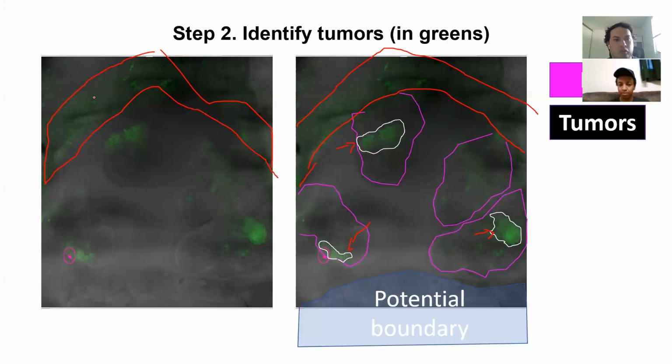So, let me write it. This is a pupal case. Oh my God, I have to learn how to get a pen. This is the pupal case. Good. These are the tumors.